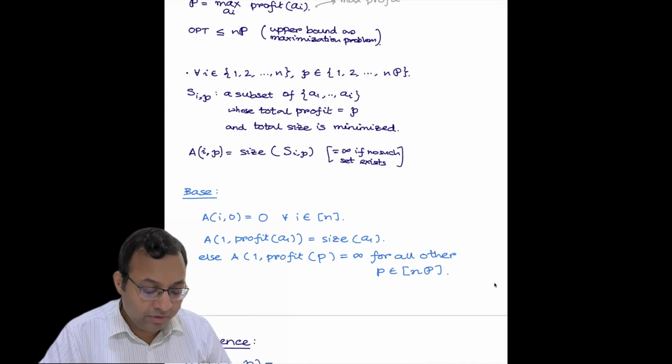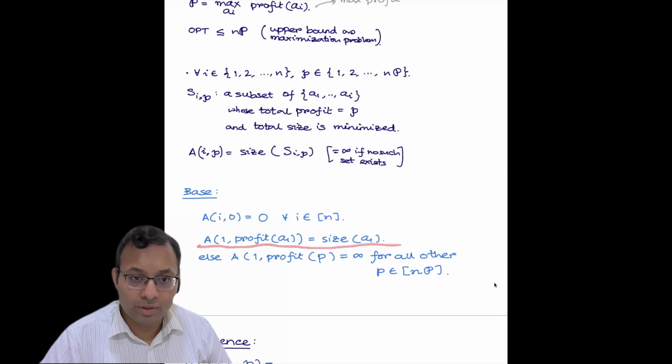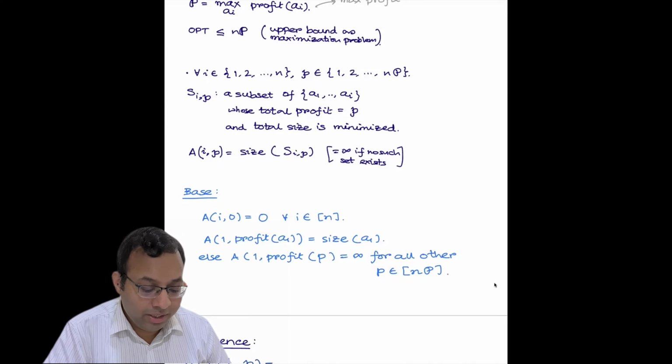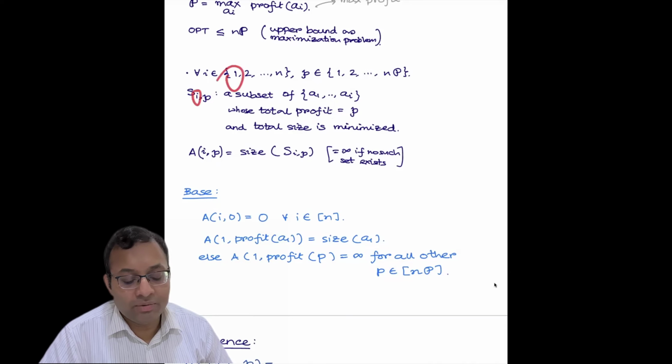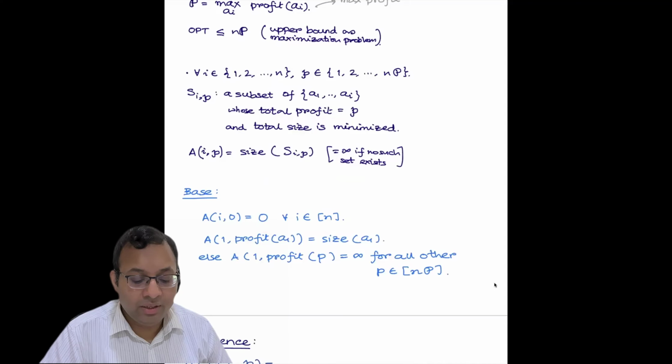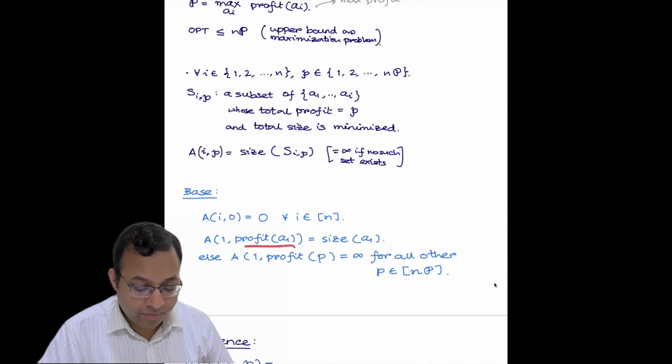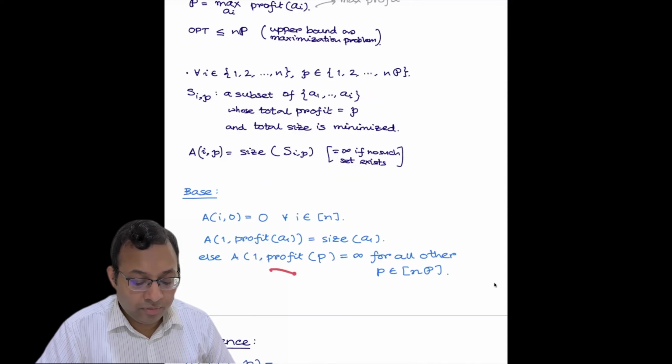In the second, we are defining A(1,p1), where p1 is the profit of A1, equal to the size of A1. If we have only 1 here, that means we are looking at subsets of A1 only. So either we take the item A1 or we don't take it. And then we want exactly profit p, and we have to minimize the total size. So if I take the item A1, in that case, the profit we get is the profit of A1 or P1, and in that case, we have the size of A1. But for any other values, apart from the profit of A1, we have it to be infinity.